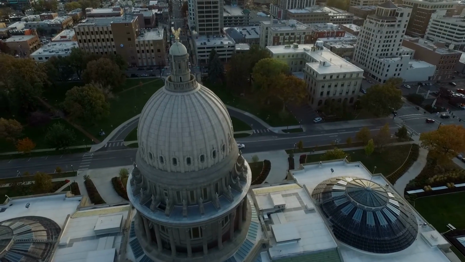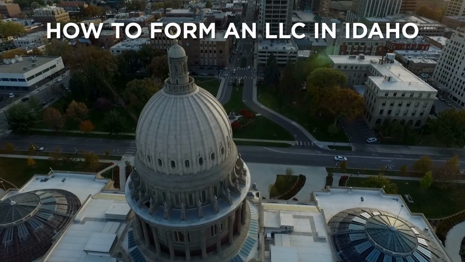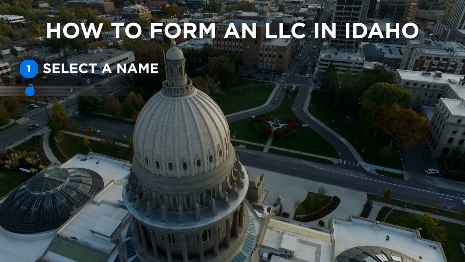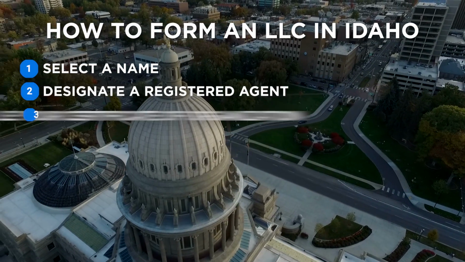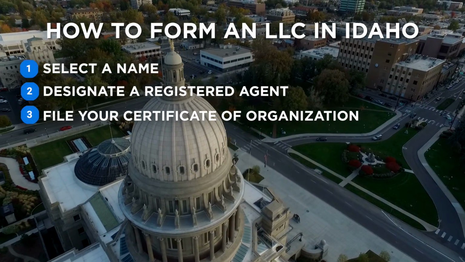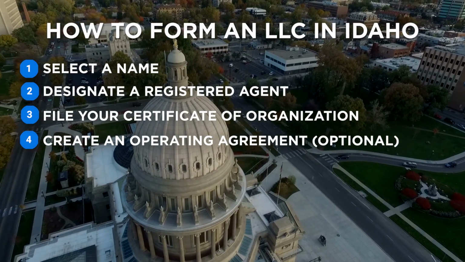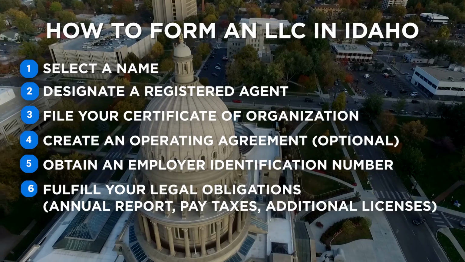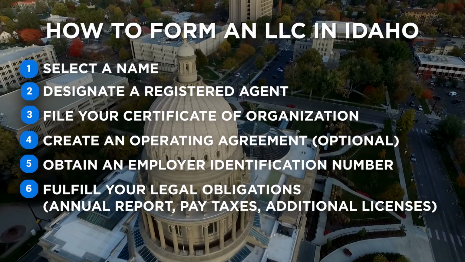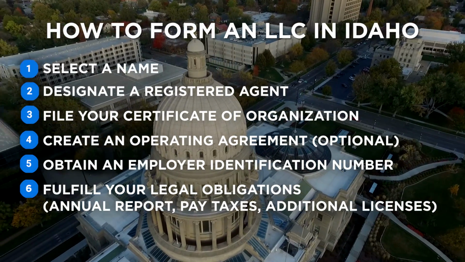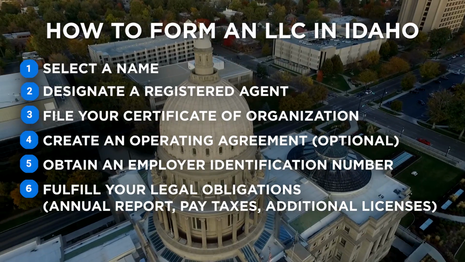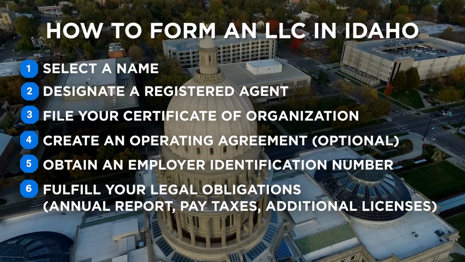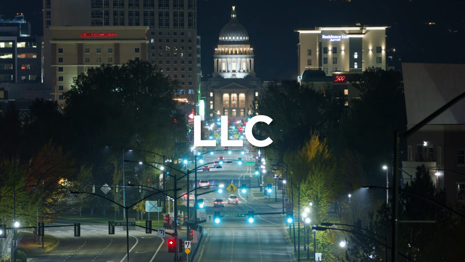So to sum it up, how to form an LLC in Idaho. 1. Select a name. 2. Designate a registered agent. 3. File your certificate of organization. 4. Create an operating agreement. 5. Obtain an employer identification number. 6. Fulfill your legal obligations, particularly those relating to filing your annual report, registering for state taxes, and applying for any additional licenses you may need. By completing these steps, you can form an LLC in Idaho.